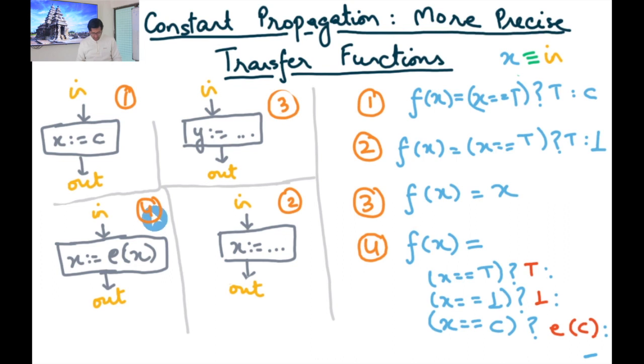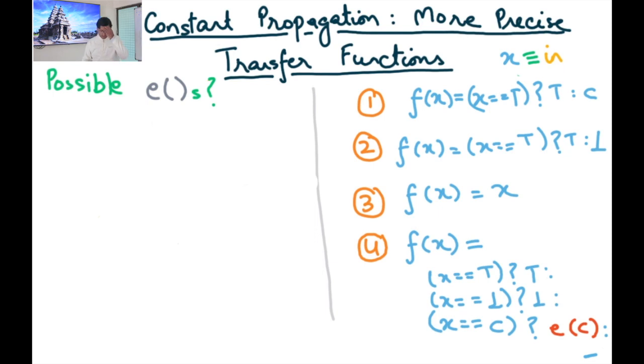So let's say I use a more precise transfer function for this particular case, called the fourth transfer function, number 4. This is what number 4 would look like. If in is top, then out is also top. If in is bottom, then out is also bottom. But if in is some constant c, then the out is e evaluated on that constant c. For example, if e was x plus 1, then e of c would be c plus 1. And so this is a more precise transfer function. The question is, does this set of four transfer functions also satisfy the rules for it to be a DFA family of transfer functions?